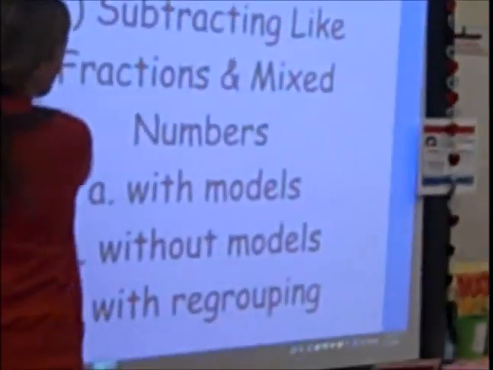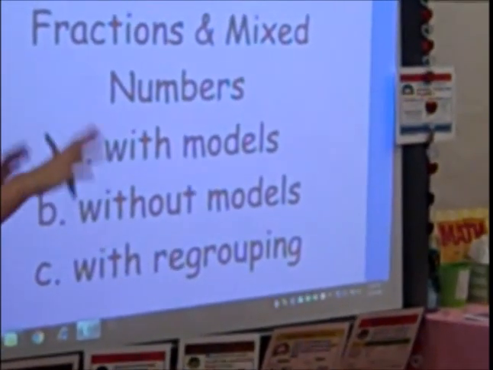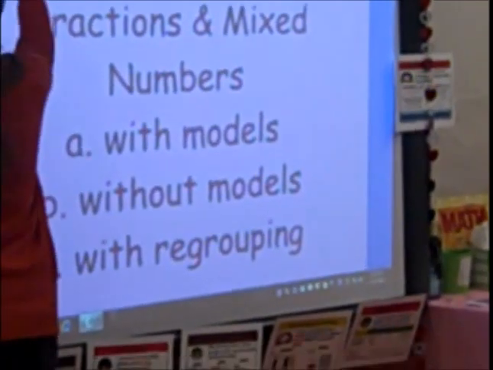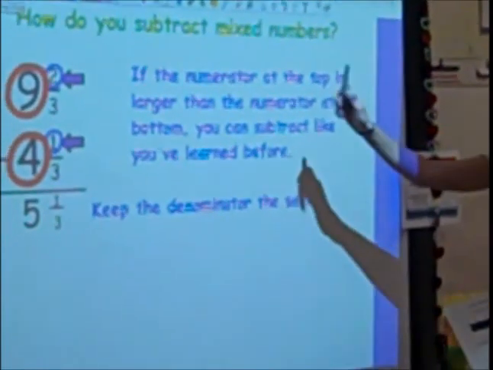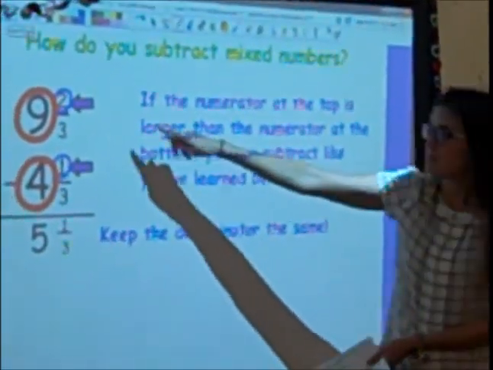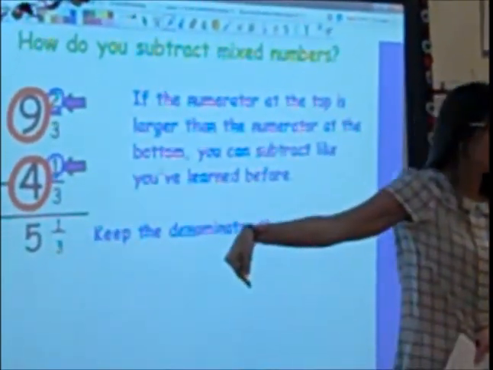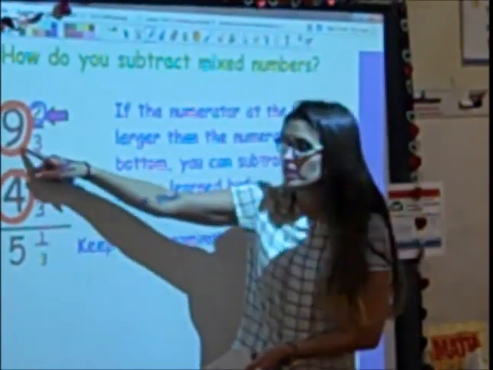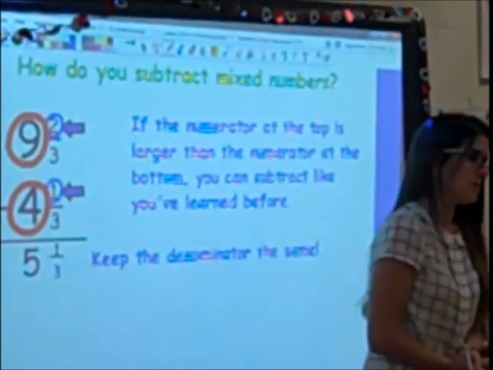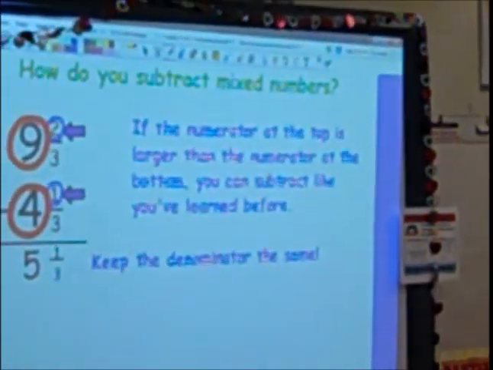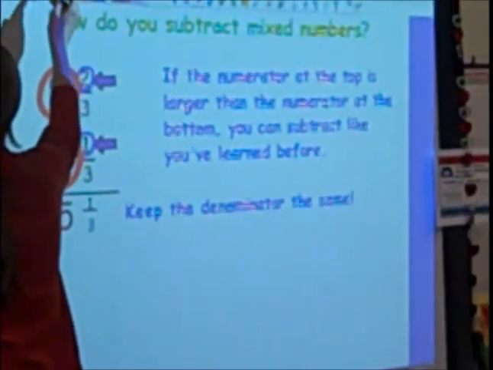Now we're gonna subtract. This does get a little bit dicey, but the models will make it better, and we're gonna show you a couple different ways to solve. So, if your numerator at the top is greater than the numerator on your bottom fraction, you have no problem subtracting. You just subtract like you always have. 9 minus 4 is 5. 2 minus 1 is 1. Your denominator stays the same. That is only when your numerator on the top is greater than your numerator on the bottom.